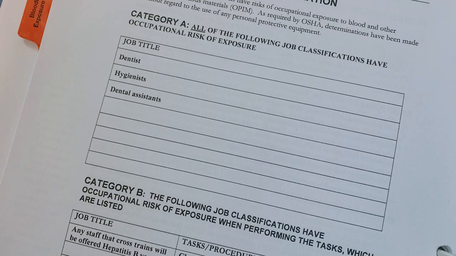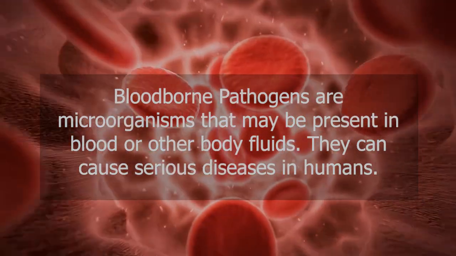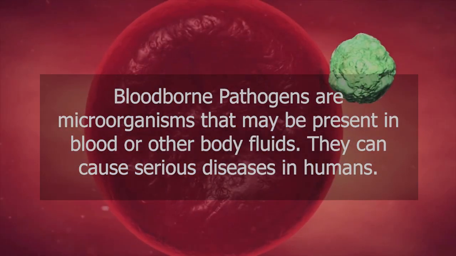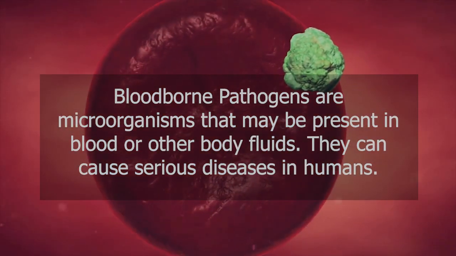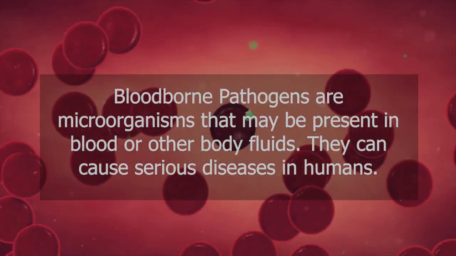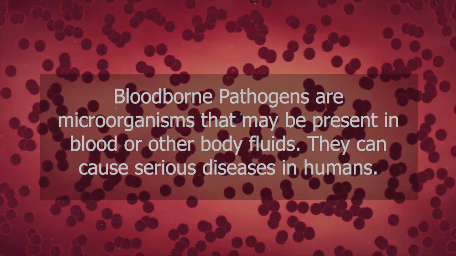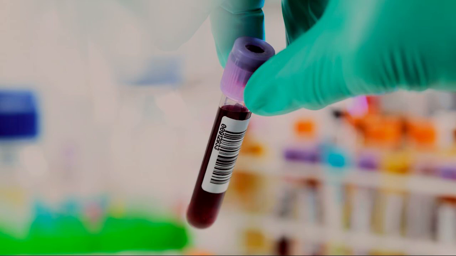A risk determination is required to identify any positions with the risk of exposure. So what are bloodborne pathogens? They're microorganisms that may be present in blood or other bodily fluids and can lead to serious disease in humans. Bloodborne pathogens include viruses, bacteria, fungi, prions, or other microorganisms including parasites. HIV, hepatitis B, and hepatitis C are 3 of the most frequently addressed.